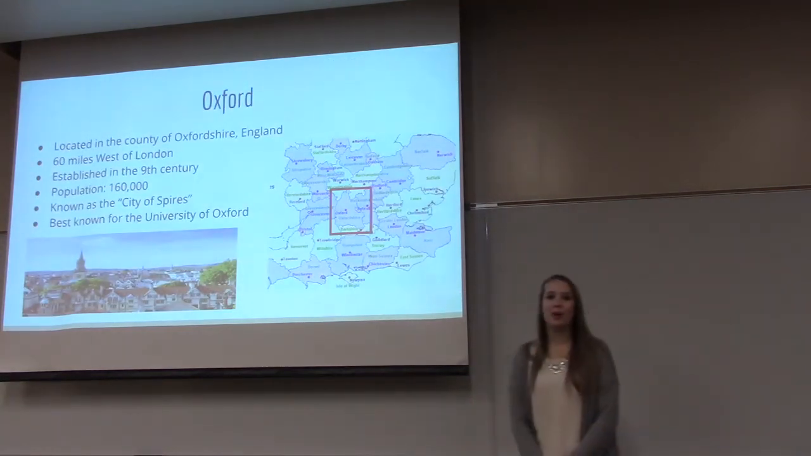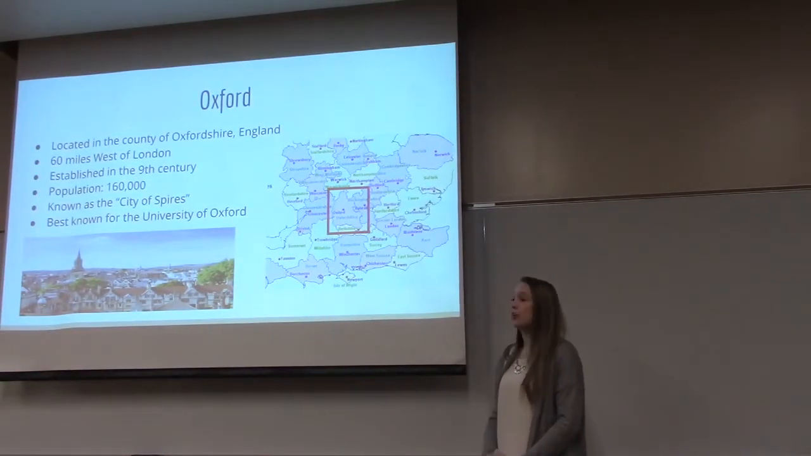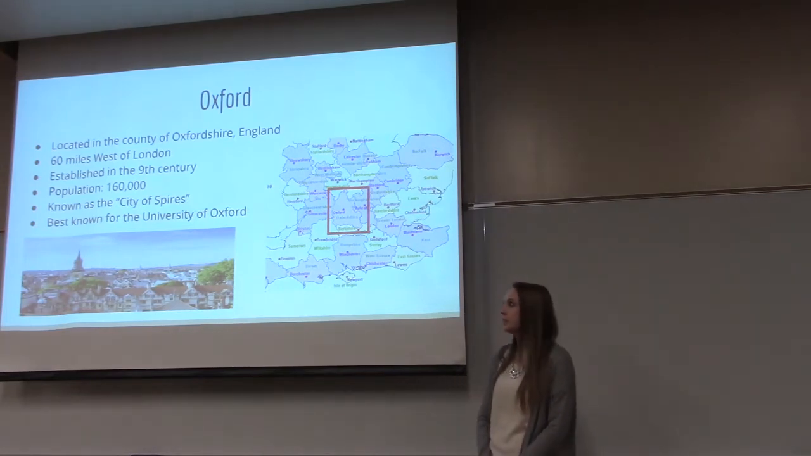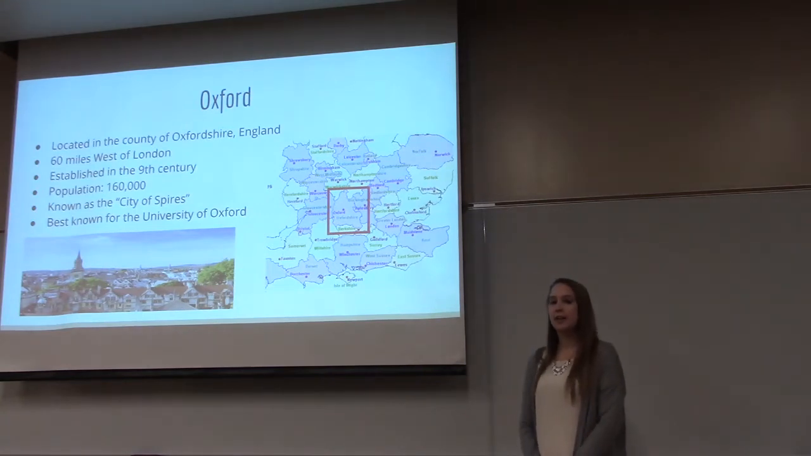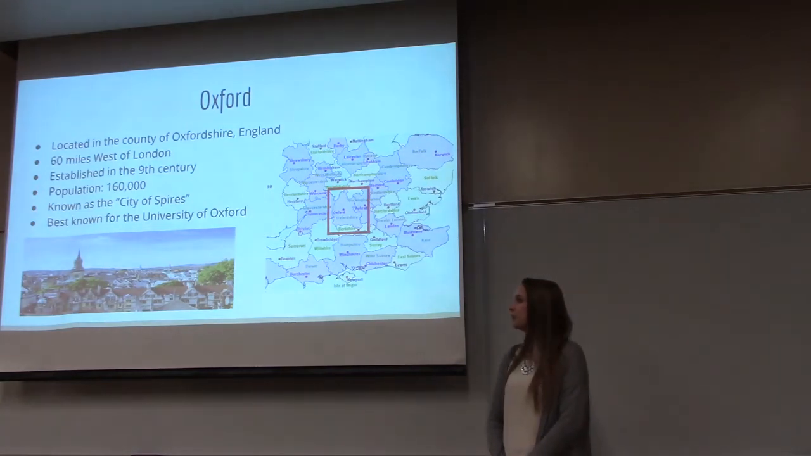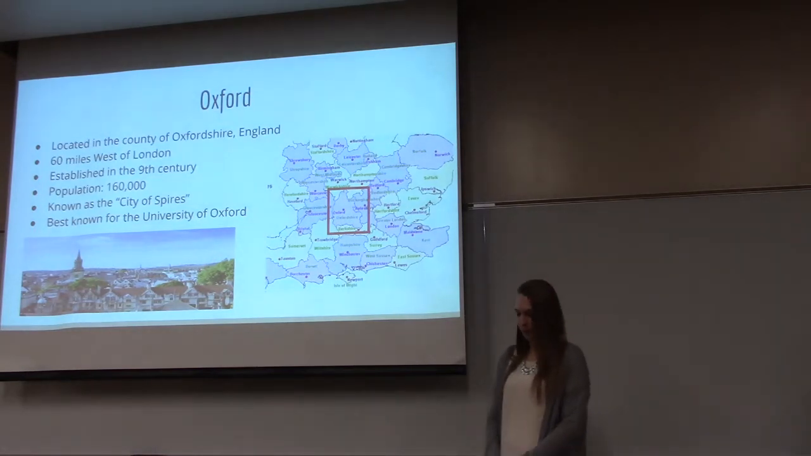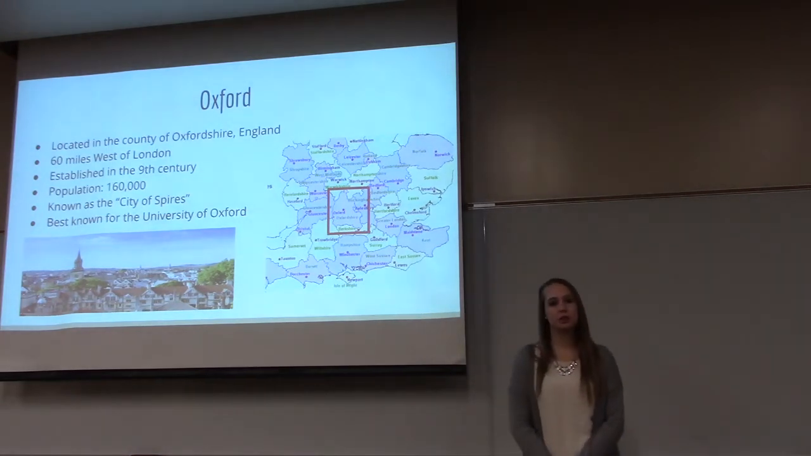All right, so I'm going to talk about Oxford, which is another place we'll be visiting. Oxford is located in the county of Oxfordshire, England. It's 60 miles west of London. The population is about 160,000 today, and it was established in the 9th century. It's known as a city of spires because of the beautiful Gothic terrace, and it's also best known for the University of Oxford.